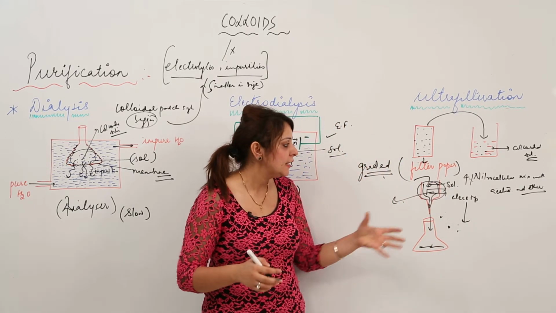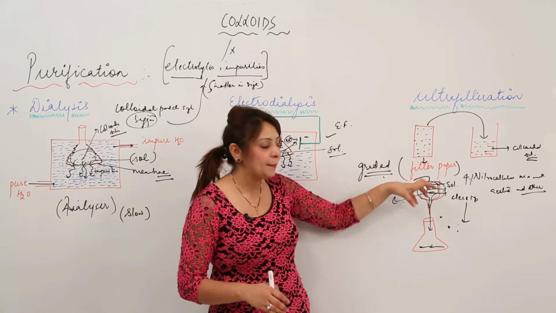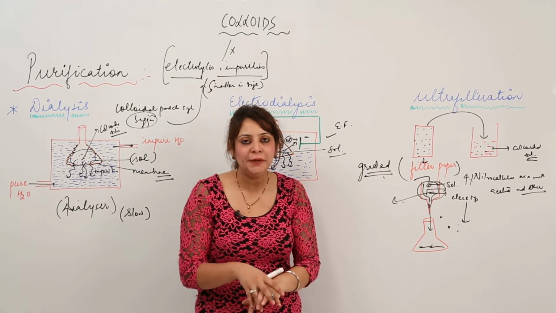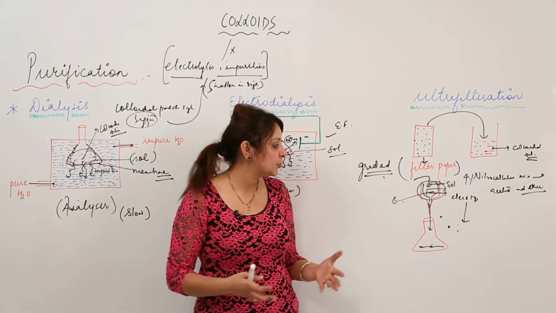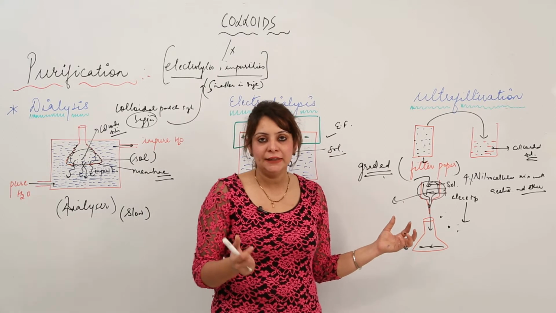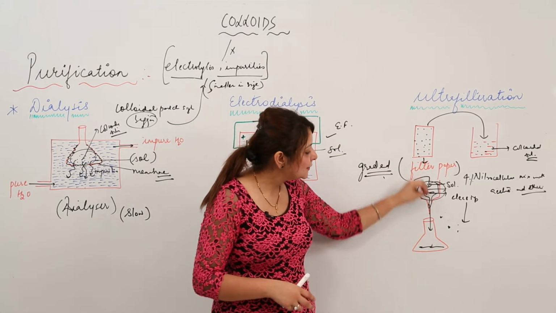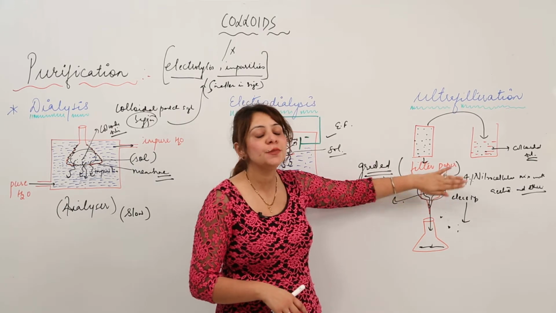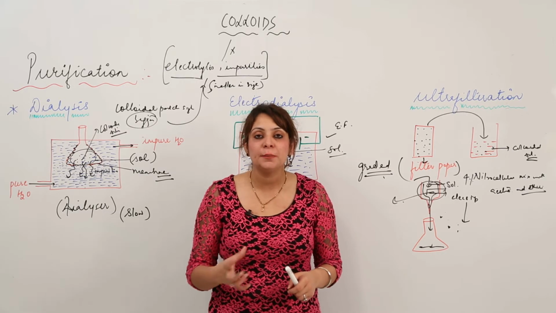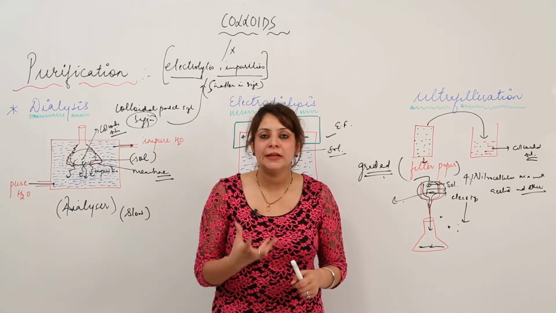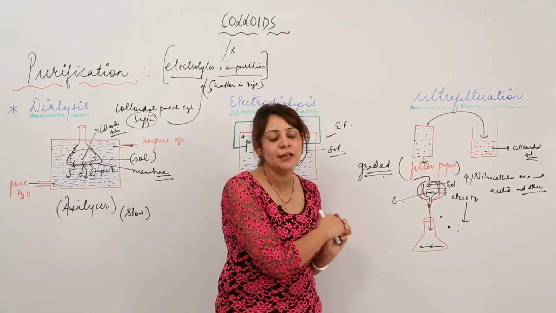I think you got it: we put a sol here, and we can also apply pressure if we want to speed up, right? If you don't apply pressure, the smaller size particles like the electrolyte and the impurities, because they are smaller than colloids, will pass through, leaving behind the colloidal solution, because the colloidal solution won't be able to pass through that graded filter paper, that is, the filter paper which is impregnated with some colloidal solution. So this is ultrafiltration.